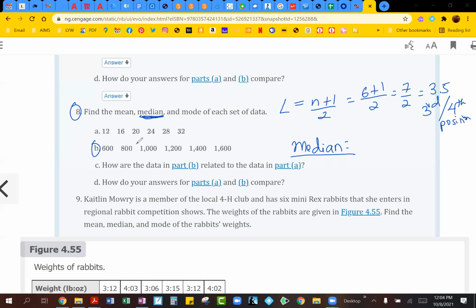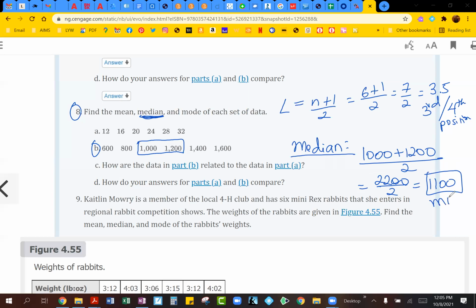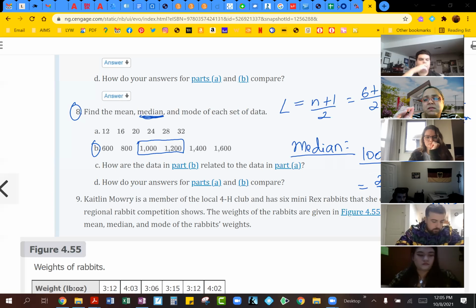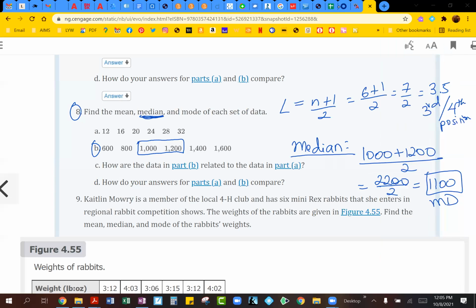So either direction, the third and the fourth position is going to be these two numbers, 1,000 and 1,200. So you're basically taking 1,000, adding 1,200 to that, and then dividing it by 2, which is 2,200 divided by 2, and that's where your 1,100 will come from. And this is going to be our median. Alrighty, very nice. Nicely done, guys. Any questions on this? Okay.